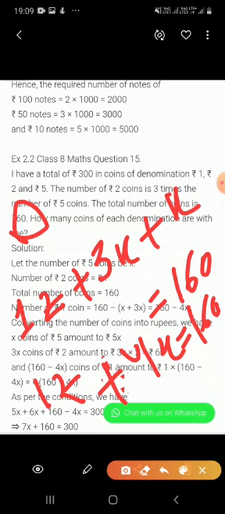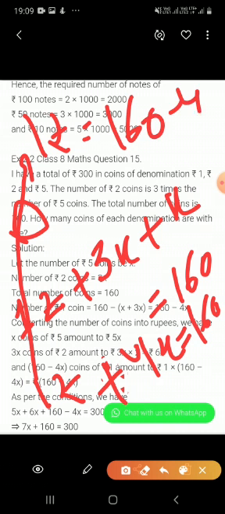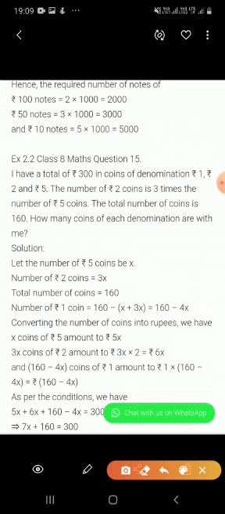In order to find out the number of 1 rupee coins, we can have 1 rupee coins equal to 160 minus 4x. 4x we are shifting to this side. So this is 1 rupee coin. The number of 1 rupee coins we are getting is 160 minus 4x.